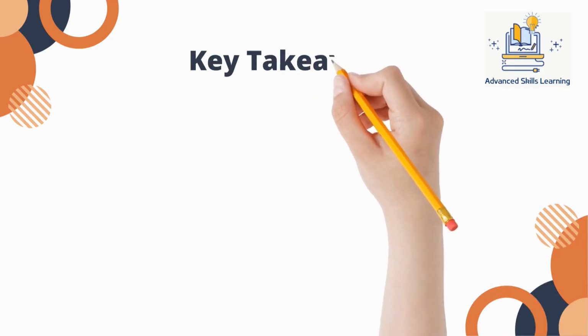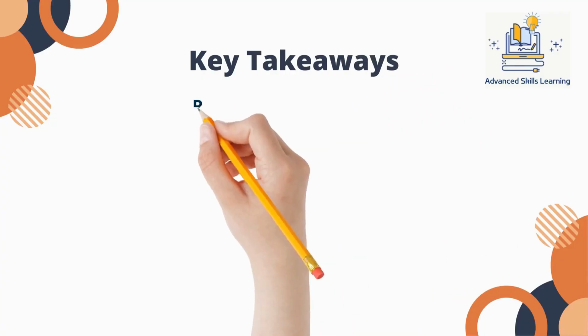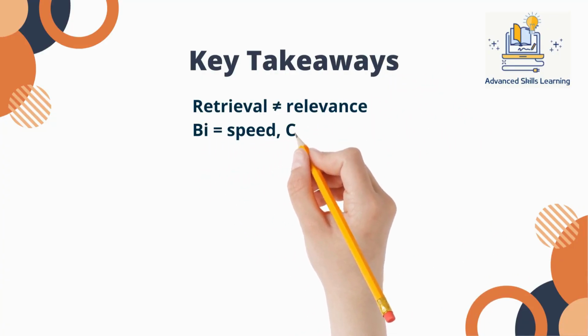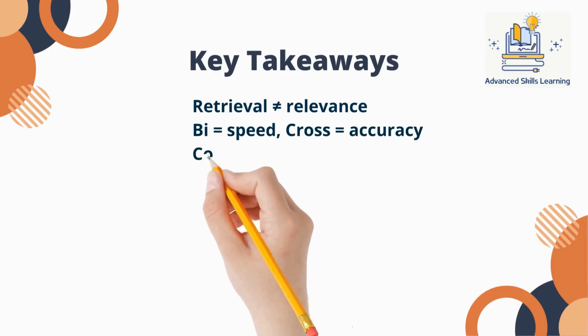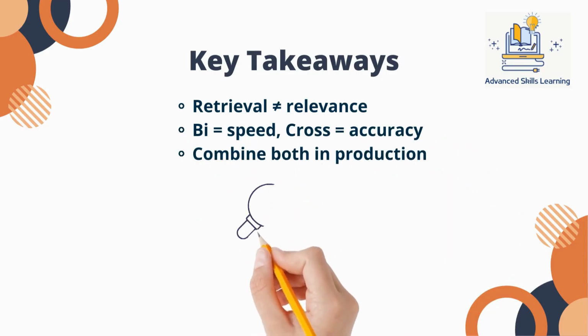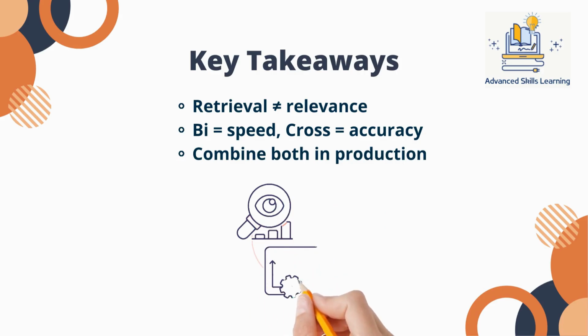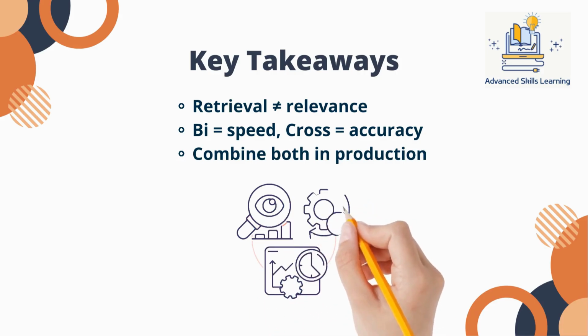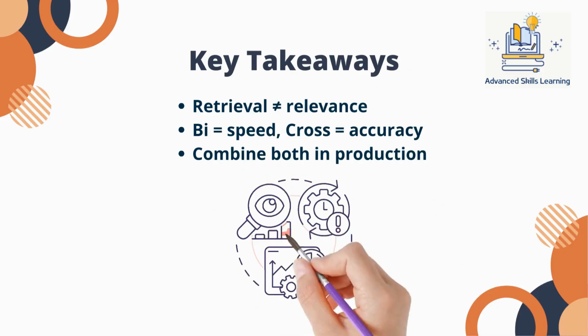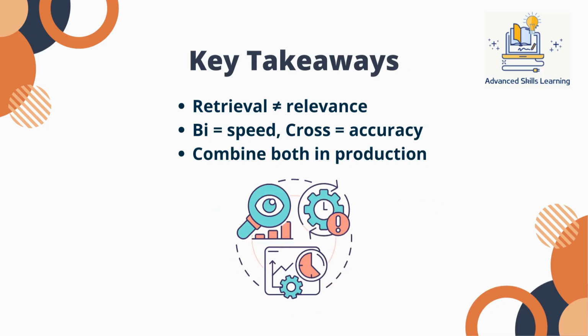Let's summarize. Retrieval gives you candidates, but not necessarily the best answers. Bi-encoders are fast and scalable, making them ideal for initial retrieval. Cross-encoders are slower but far more precise, making them ideal for reranking. The key insight is not choosing one over the other, but combining them effectively. That's how you build systems that are both fast and accurate, systems that actually work.